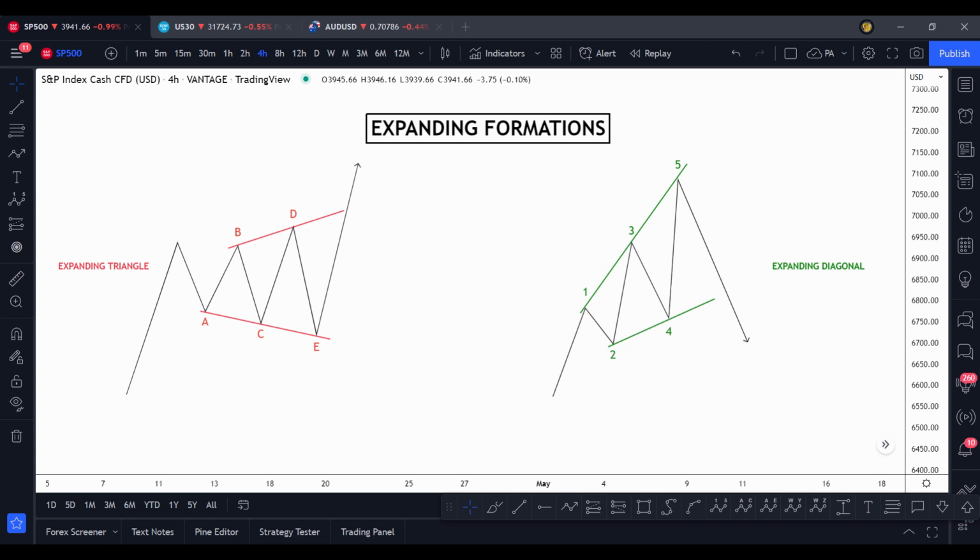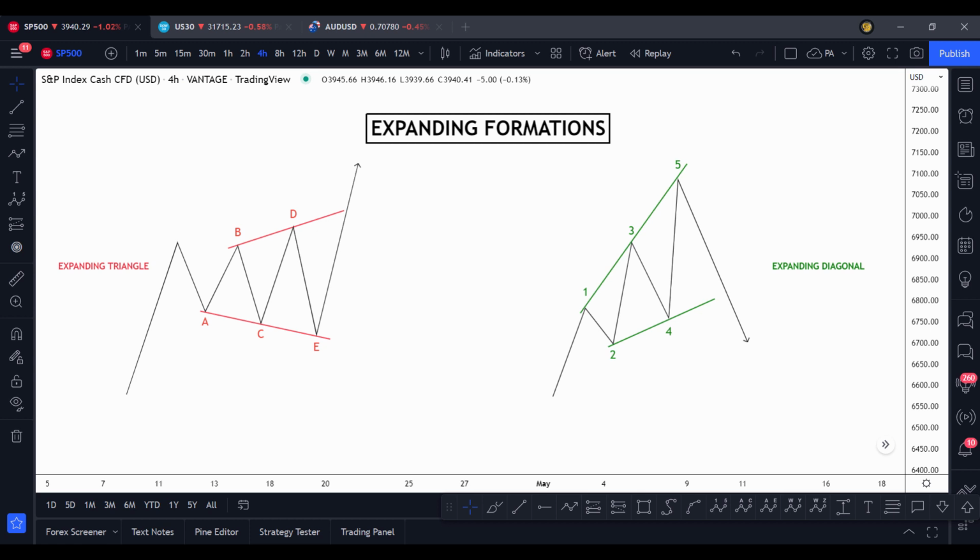In terms of our expanding diagonal, it's the same thing where wave 3 will be larger than wave 1, wave 4 will be larger than wave 3, and then wave 5 can or may not be larger than the previous wave, which is wave 4. It doesn't matter, it can be larger or shorter. Wave 5 is not the main component of this formation, but the main thing is that in both scenarios the following waves will be larger than the previous ones.